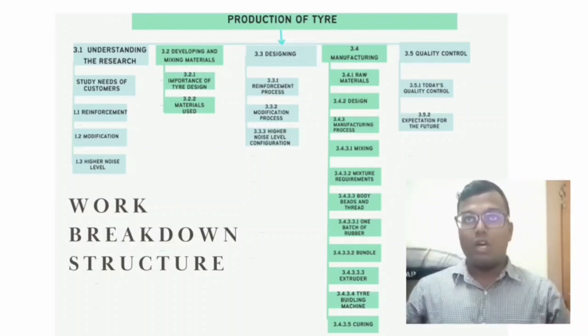Quality control nowadays is done by inspecting and correcting parts of the tire. The overall tire is checked and ensured to fulfill the specifications and measurements. The tires of the future should satisfy upcoming expectations such as modified tires and lower noise levels.